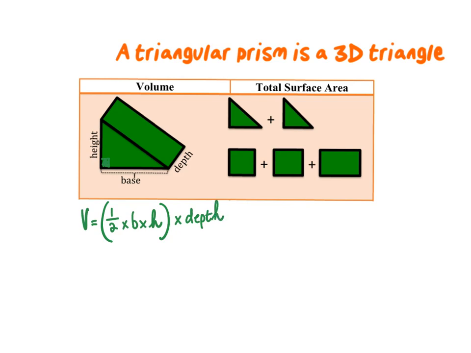What some of my students like to do is put a little arrow there to indicate that that is the depth that makes it 3D, whereas this is the perpendicular height of the triangle. So however you want to distinguish for yourself, just make it clear that there's a difference between what makes it 3D and the height of the triangle.